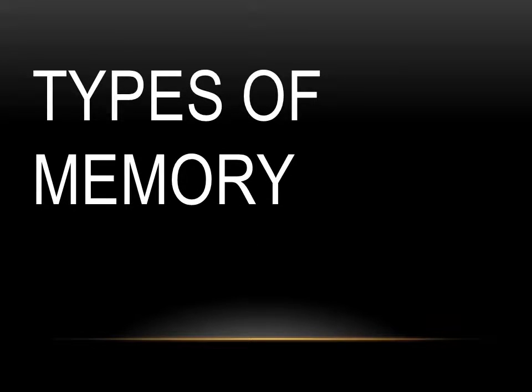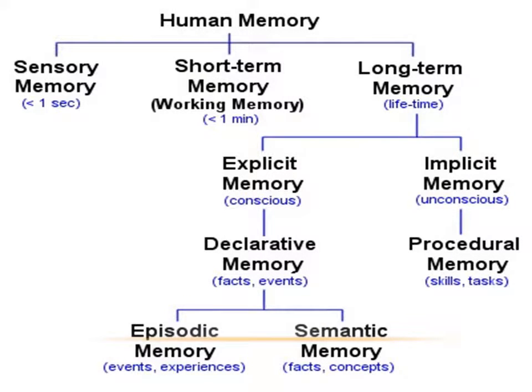Now let's look at some types of memory. We're going to specifically focus on declarative memory and procedural memory. Declarative memory remembers facts and events. Procedural memory focuses on skills and tasks, things that you learn from doing over and over again. It's kind of like automatic memory.